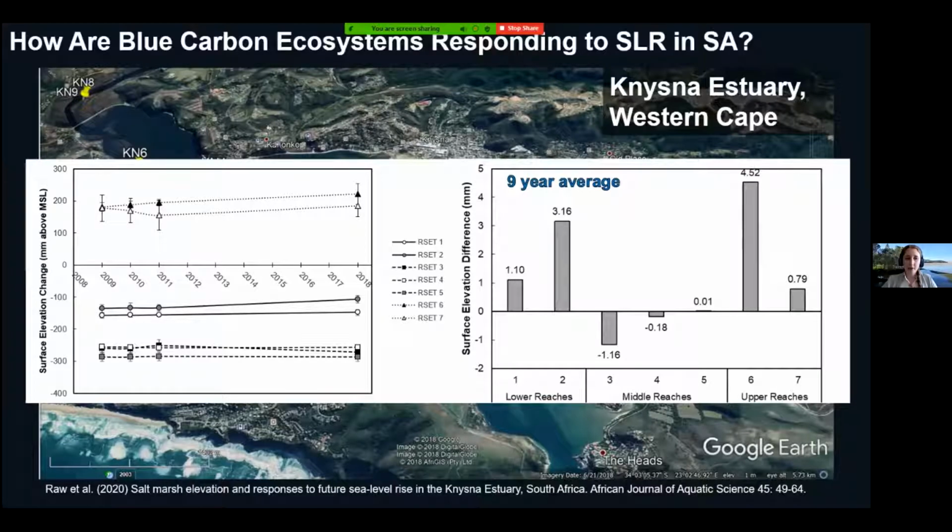On the left-hand side, this is the surface elevation change in millimeters above mean sea level for each site. On the right-hand side is the surface elevation difference. So this is the difference between the first value taken in 2009 and the last value taken in 2018 divided by 9 to get the year average. We can see that the sites in the middle reaches had some deficits or remained the same, while in the upper reaches and some sites in the lower reaches had gains. So there's inconsistency throughout the estuary.